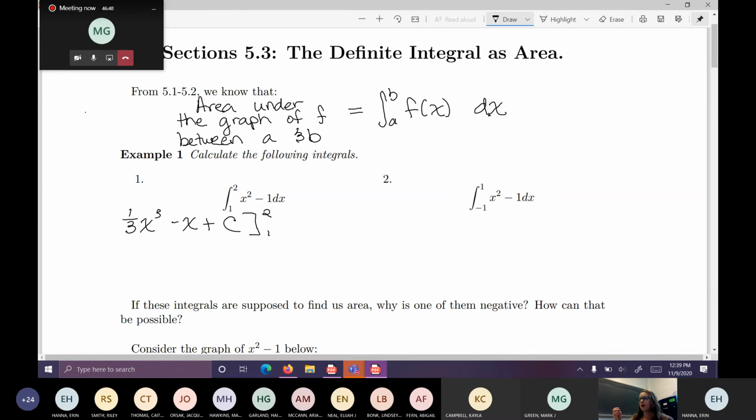So add 1 to the power, divide by the new power. I just brought the division out as a fraction in the front. Plug in the top bound. Subtract what you get when you plug in the bottom bound.